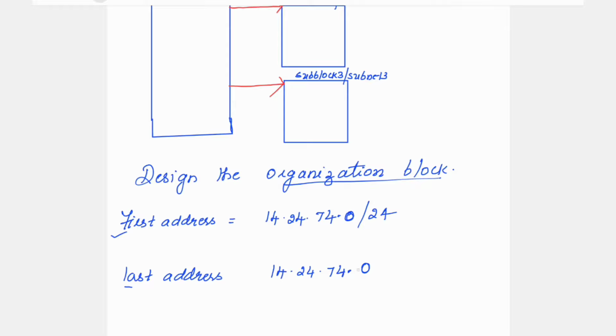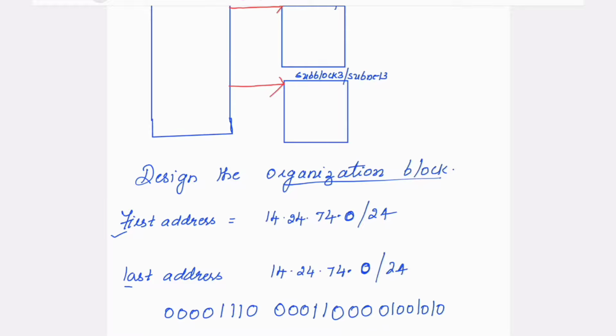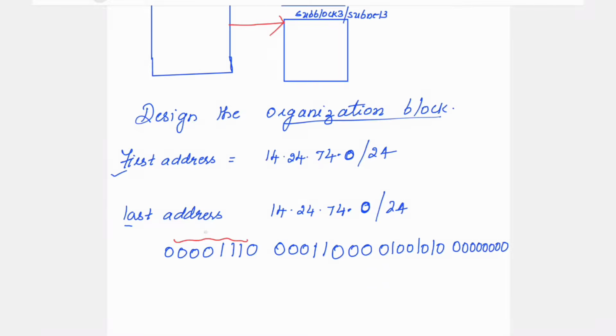Now it is the first address only, so write down as it is 14. Then convert this into binary. Here you have converted into binary. This is 14, this is 24, and this is 74, and this is 0. To get the last address, just check that 24 bits from the given IP address you have to keep as it is. So this is 8 bits, this is 8, this is 8. Up till here, you have to keep it as it is.